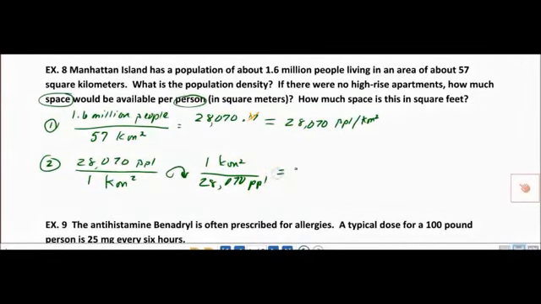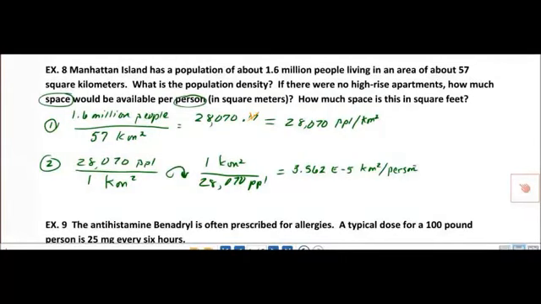If we divide 1 by the 28,070 people, we come up with 3.562, and I get scientific notation that has an E with a -5 on it. We'll talk about what that means, but this number represents how many square kilometers per person. So just inverting that fraction gives me how many square kilometers per person.